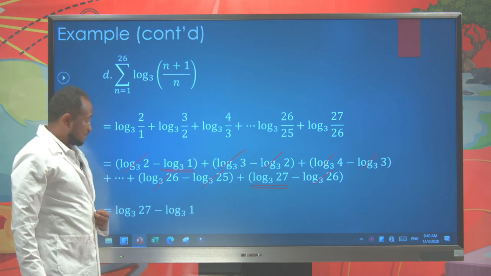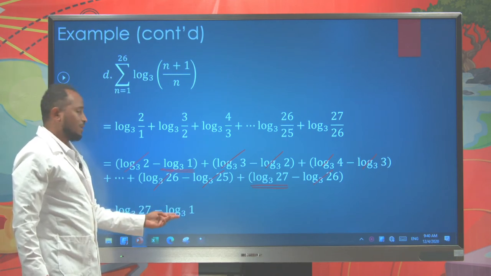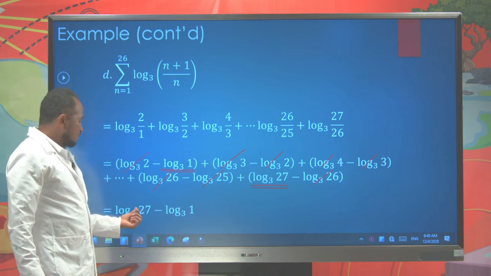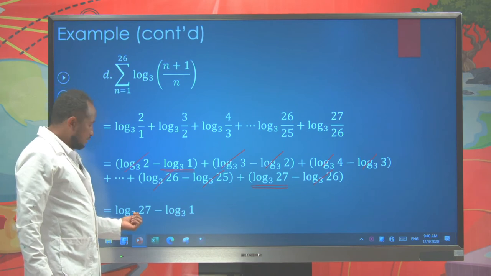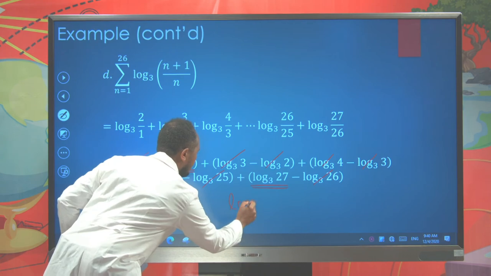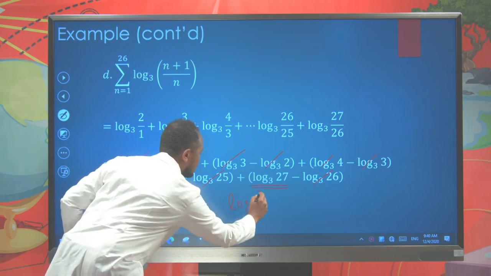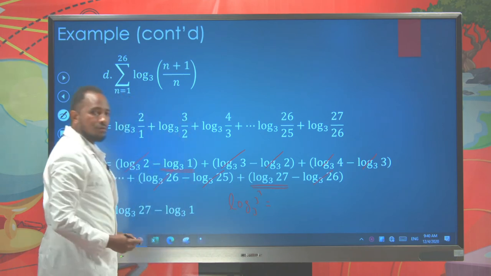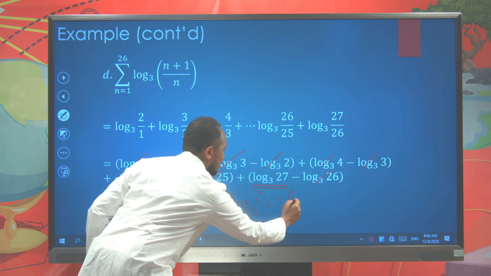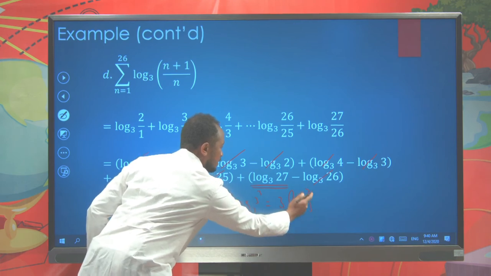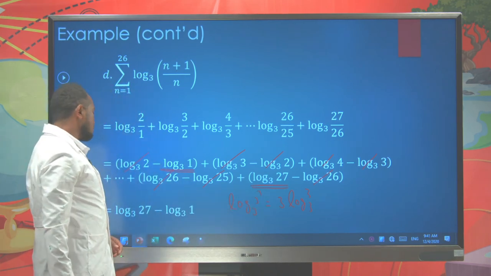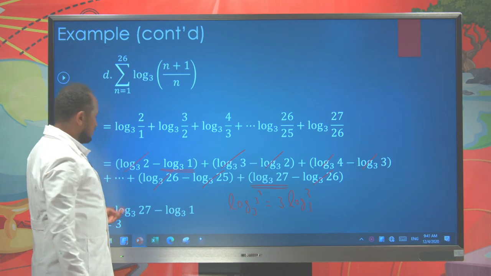So this will be the answer. The logarithm of 1 in base 3 is 0. And 27 is 3 to the power of 3, so this is the logarithm of 3 to the power of 3 in base 3. Using the logarithm property, you can take this 3 in front of the log. So 3 times the logarithm of 3 in base 3. The logarithm of 3 in base 3 is 1, so the answer will be 3 times 1, which is 3. So the final answer will be 3.